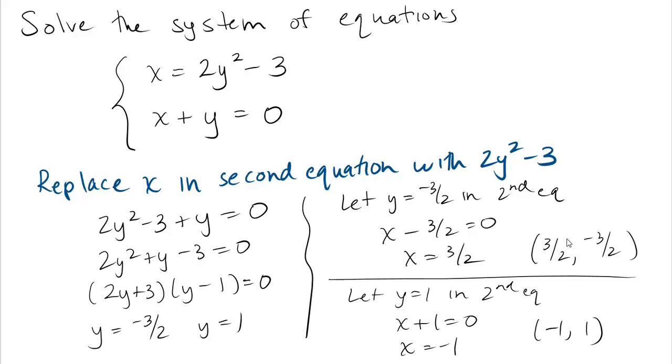If we wanted to check, there'd be no reason to check these in the second equation because that's how we generated these. We would just check these in the first equation since we haven't made sure that it satisfies that one.